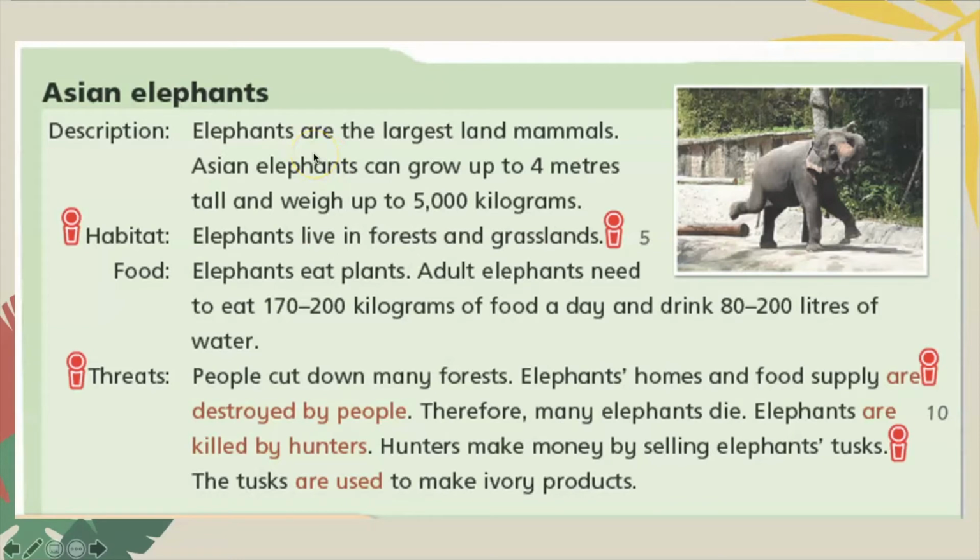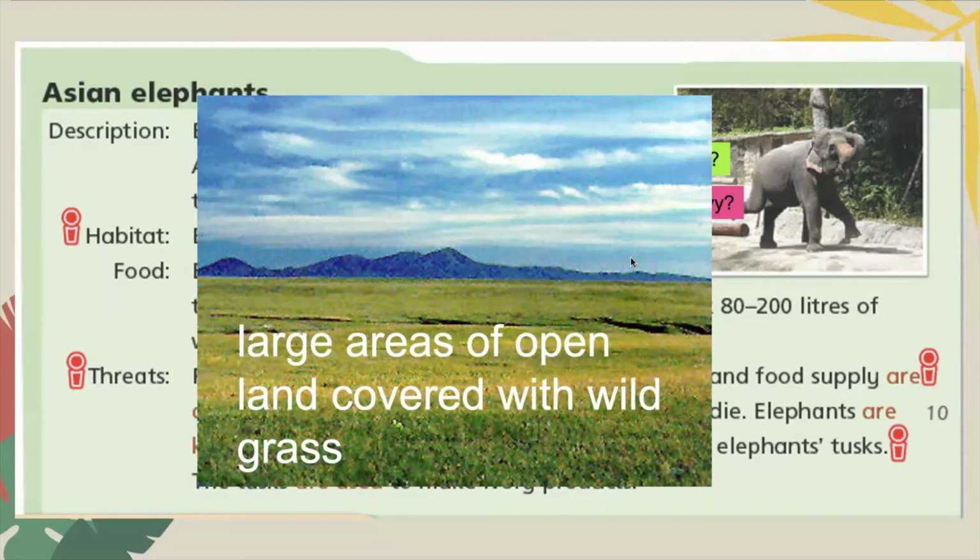So by looking at the first part, in the description part, it tells us how tall and how heavy an Asian elephant can be. We also know that elephants live in forests or grasslands. So do you know what grasslands are like? Grasslands are large areas of open land covered with wild grass like this.